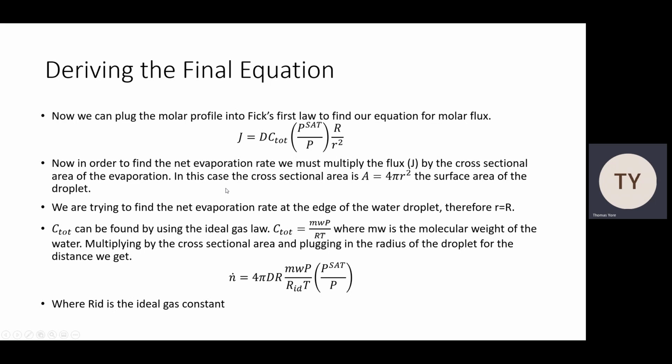And as said in the problem statement, we're trying to find the net evaporation rate at the edge of the water droplet. Therefore, the radial distance is equal to the radius of the water droplet. Also, in order to find the total concentration, we have to use the ideal gas law, as shown here, where MW is the molecular weight of the water. Then multiplying by the cross-sectional area, and plugging in the radius of the droplet for the distance, we get the equation shown here, where N dot is the net evaporation rate of water, and where R is the ideal gas constant.